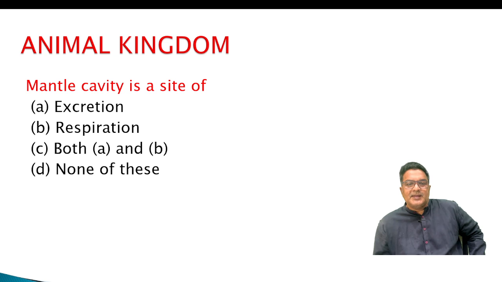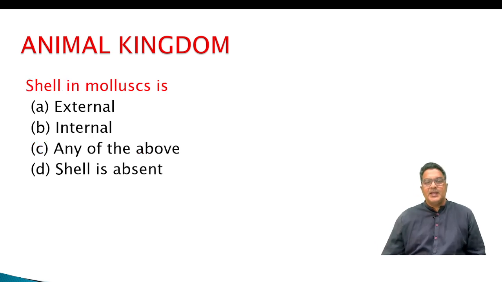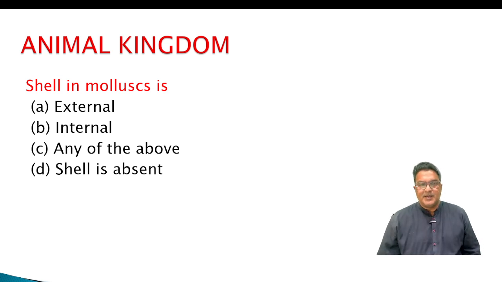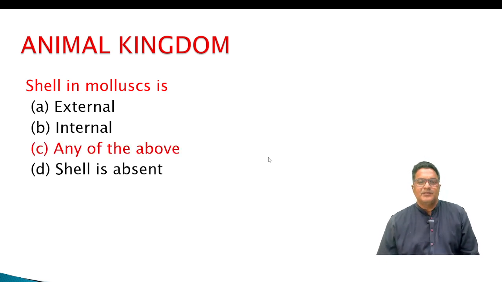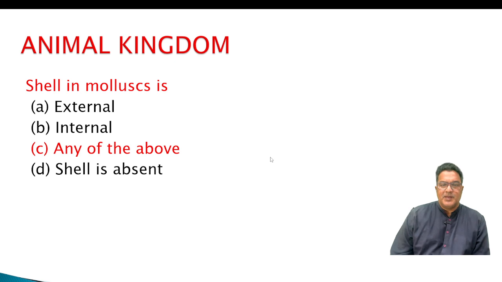Mantle cavity is a site of. It has feather-like gills, the ctenidia. They are for respiration, and also for excretion. So the answer is A and B. Shell in molluscs is external, internal, any of the above. Shell may be external, shell may be internal, shell may be absent. Various forms we have, so we can say any of them.